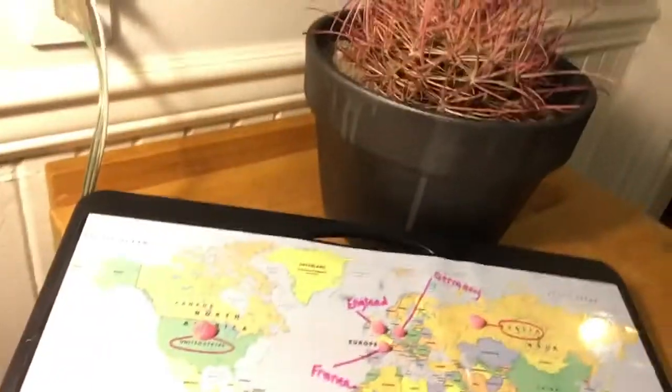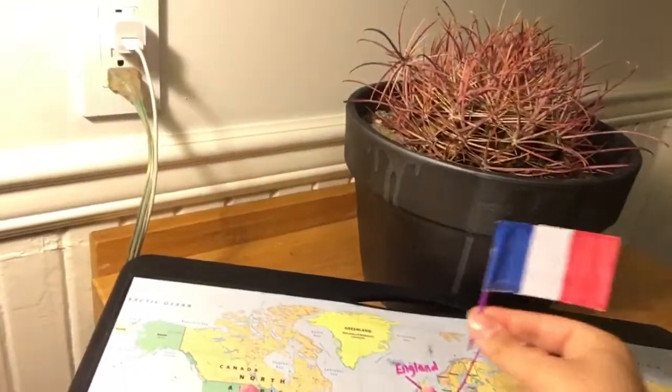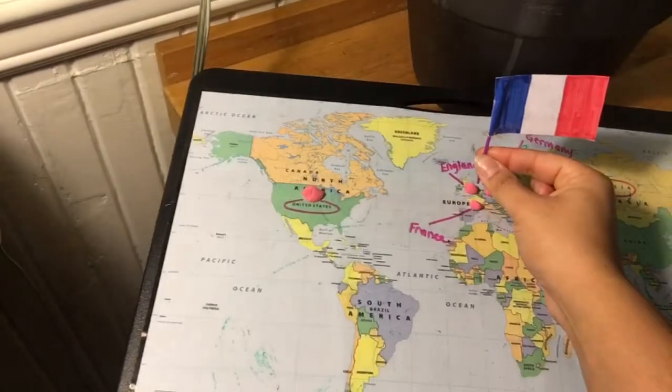We have the flag of the country where the leader is from, and on the back of it we have the name of the leader and where they're from. And during the song, we went to the map and we would place each of the flags into their home.